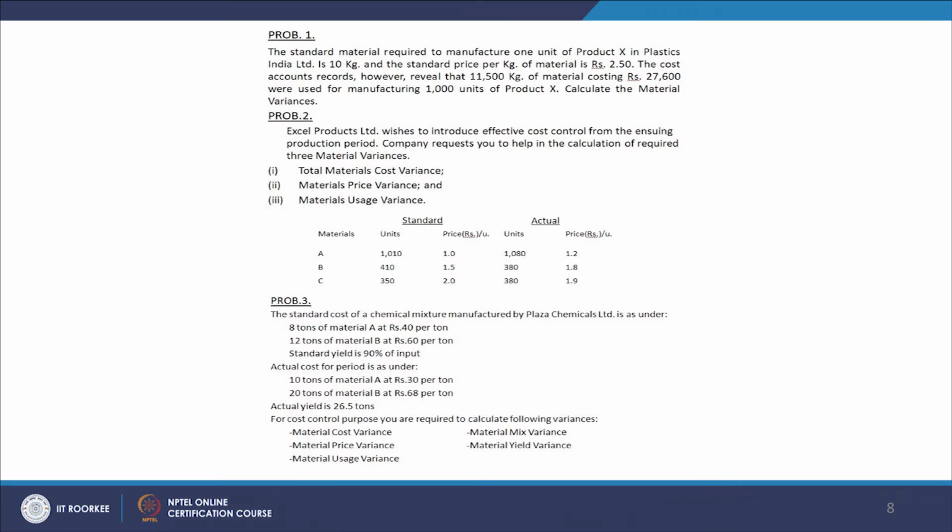So, for example, these are some problems. 3-4 problems I have found out, which I think cover almost all the aspects of our material variances. The first problem is very simple, where from the information given, only 3 variances can be calculated. It is not required all the time that from the given information all the 5 variances can be calculated. It is not necessary. If the total information is available, we can calculate a maximum of 5 variances, right.